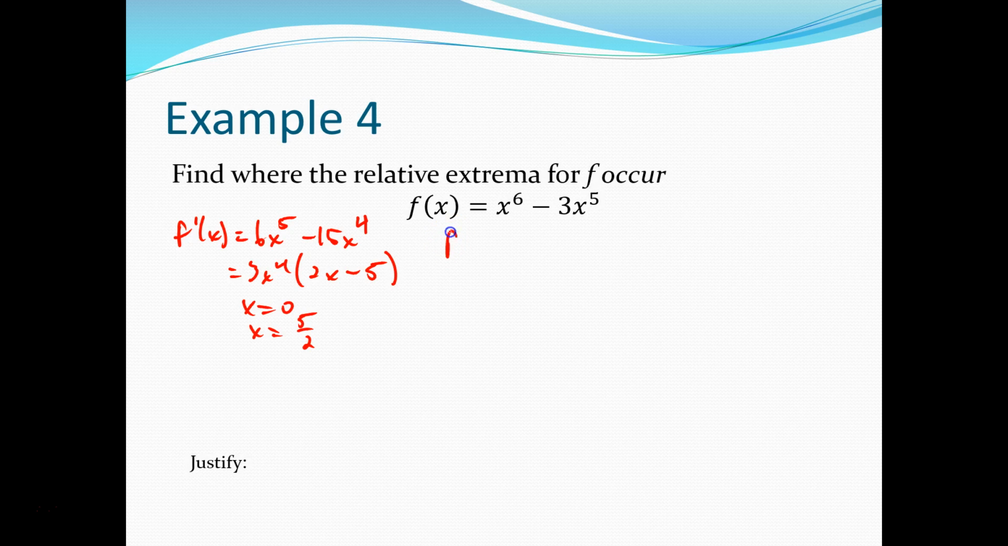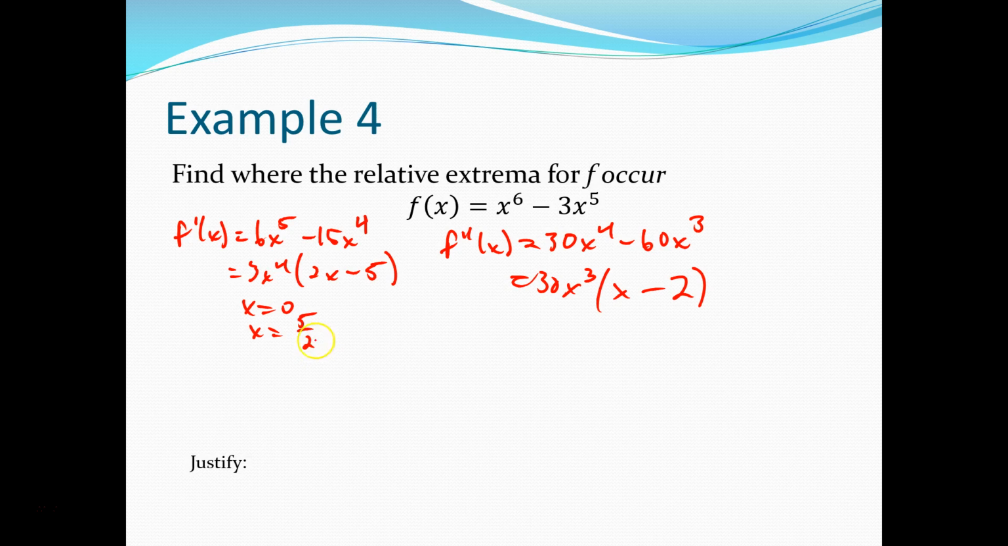So let's find f double prime and see what's going on at those points. F double prime is going to be 30x to the 4th minus 60x cubed. Looks very similar to the last one. So let's factor out a 30x cubed multiplied by x minus 2. Okay, not concerned about finding zeros of that. I just want to plug these in and see what's going on. 0 gives me a 0 for the second derivative. So it doesn't tell us anything about 0.